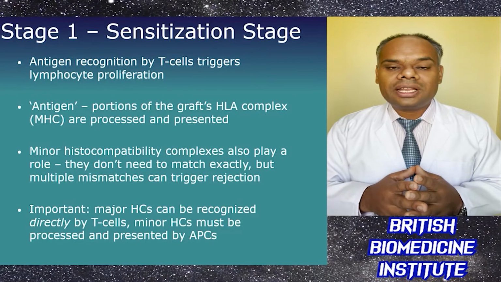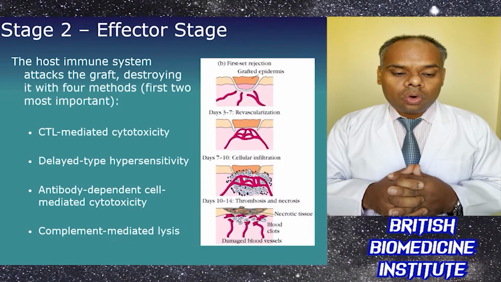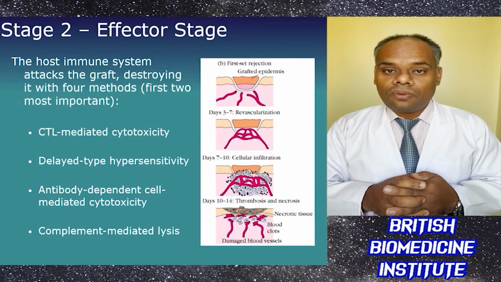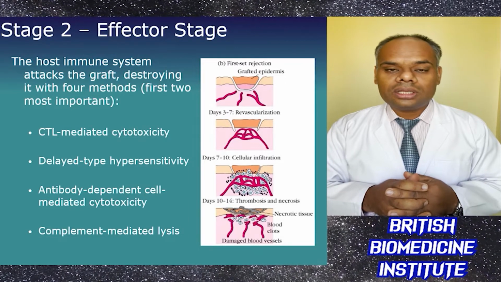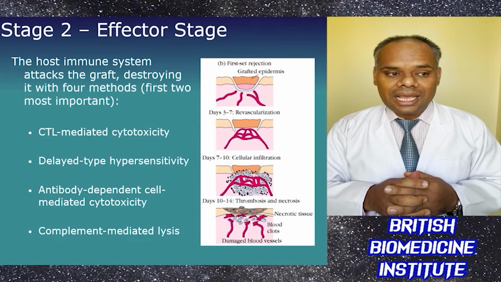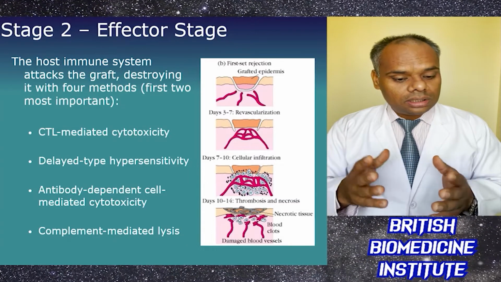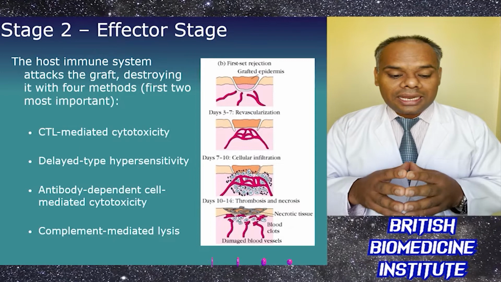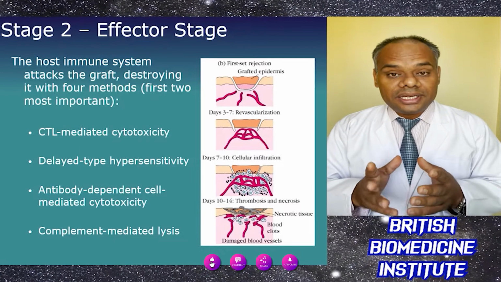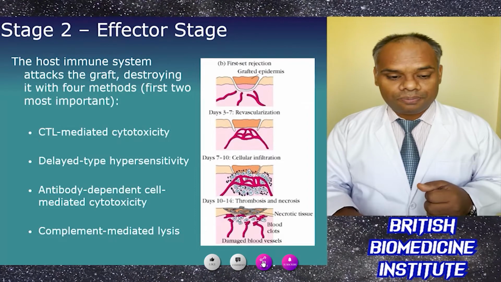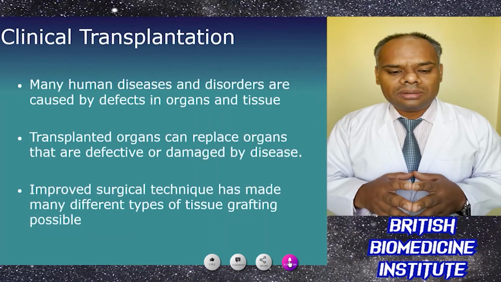Stage 2, or the effector stage: the host immune system attacks the graft and destroys it with 4 methods. The first 2 methods are important: CTL mediated cytotoxicity, delayed type hypersensitivity, antibody dependent cell mediated cytotoxicity, and complement mediated lysis. Now comes the clinical transplantations.